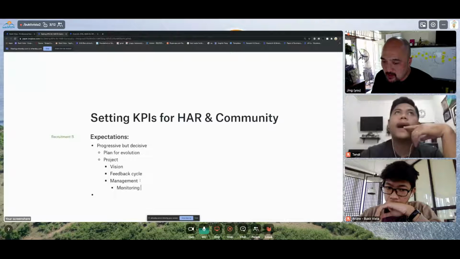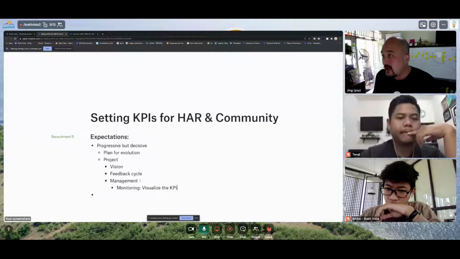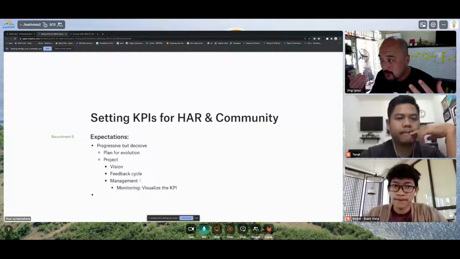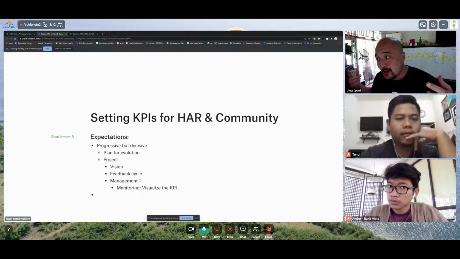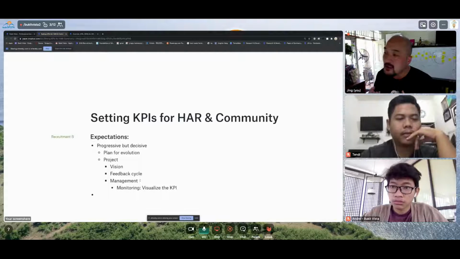So we need to actually monitor, somehow visualize the KPI. This is a little bit meta, so this is a little bit weird for you guys, right? Normally what you see on a dashboard is the KPIs. But how do you measure if your measurement is actually correct? A little bit weird, right? How do you measure if you're measuring the right things?